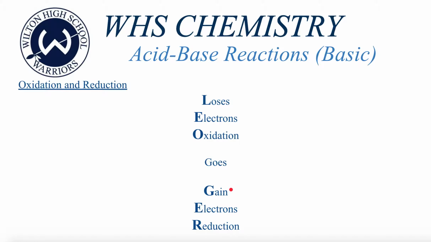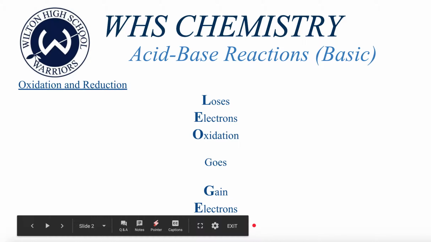So if it releases an H plus, for example, if you have HCl and it is releasing its H plus, it's gaining electrons because it's losing something more positive. So then it is being reduced.